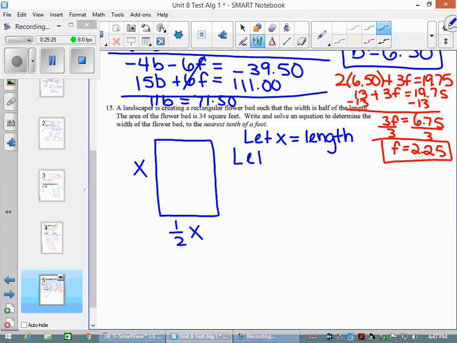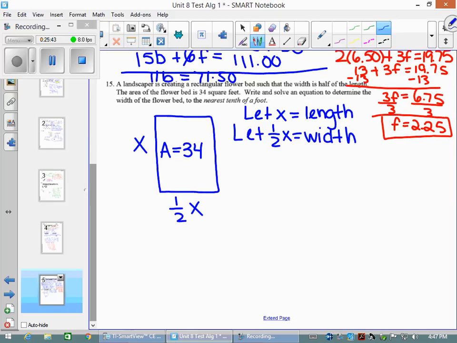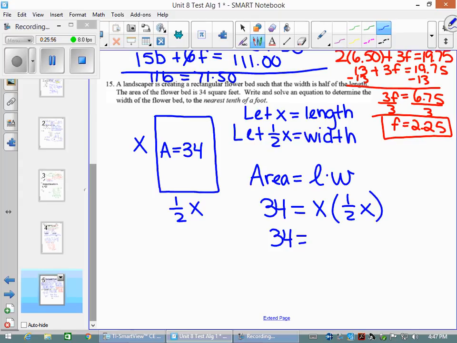They then go on to tell me that the area of the flower bed, or this rectangular shape that I'm drawing here, is 34 square feet. Write and solve an equation to determine the width of the flower bed. So area is length times width. So 34 is equal to my length times my width. Ends up with 34 is equal to 1/2 x squared. One way to get rid of that fraction, you could multiply both sides of your equation by 2 to isolate x squared, and we end up with 68 is equal to x squared.